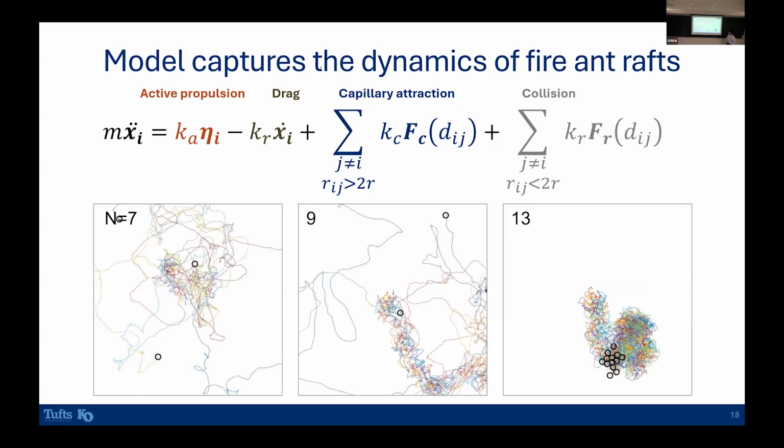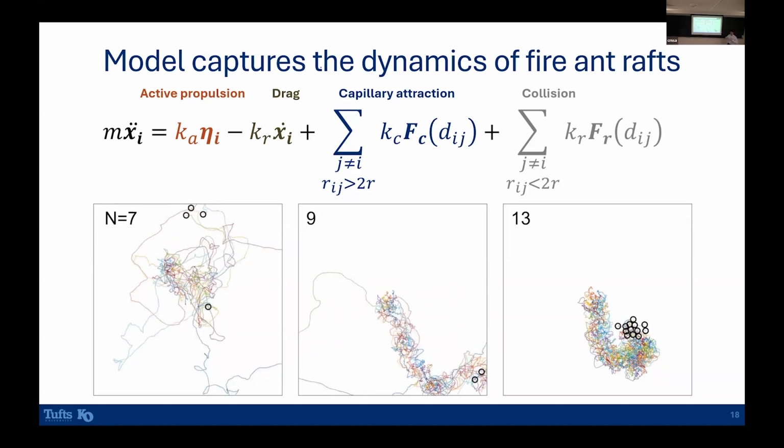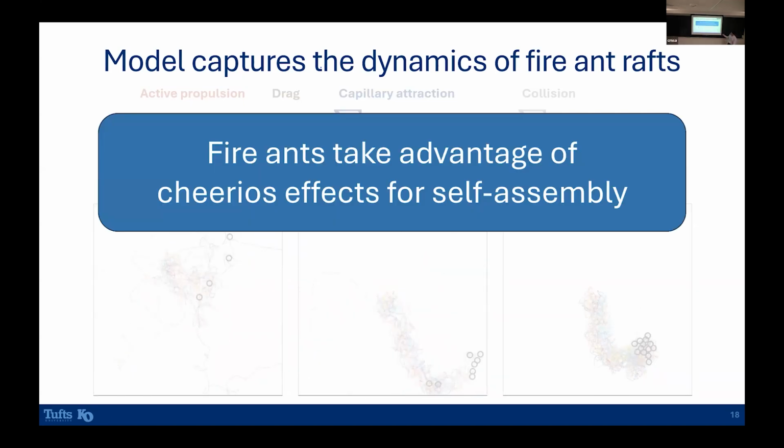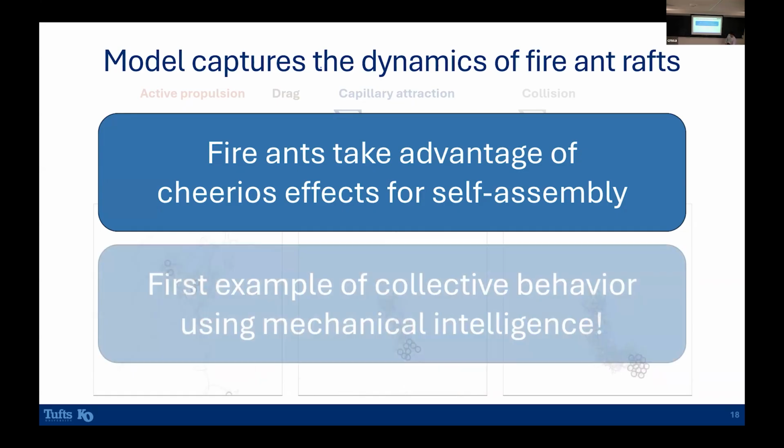And this is what the simulations come out to be. If you just put in the coefficients that we measured, you'll find again that the smaller raft is not stable, because the active propulsion, the random walk, is too much and the Cheerios effect is not enough to attract it together. Whereas if you have a larger raft, say 13, then you have a bigger attraction basin, and even with the same amount of Brownian motion, they can still form a stabilized raft. We can compare these two experiments, but this model already shows that fire ants really take advantage of these passive Cheerios forces for self-assembly.